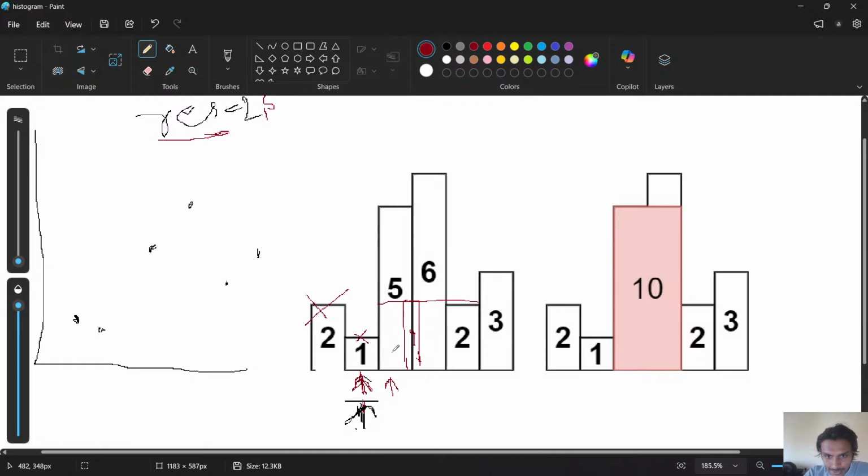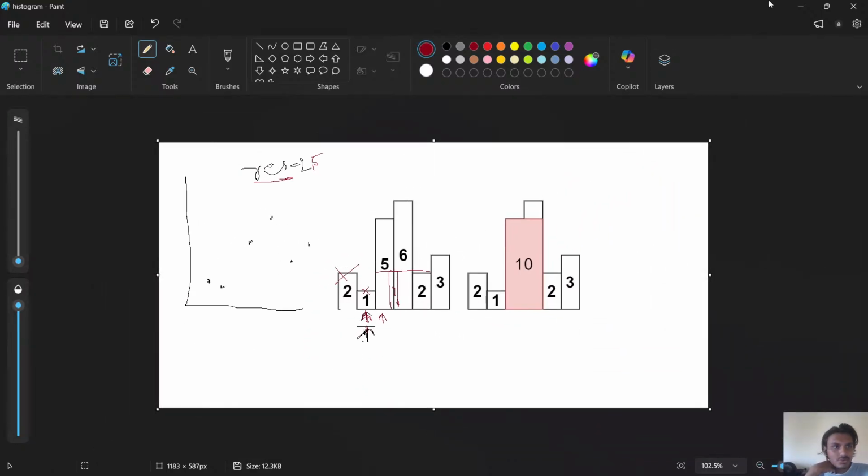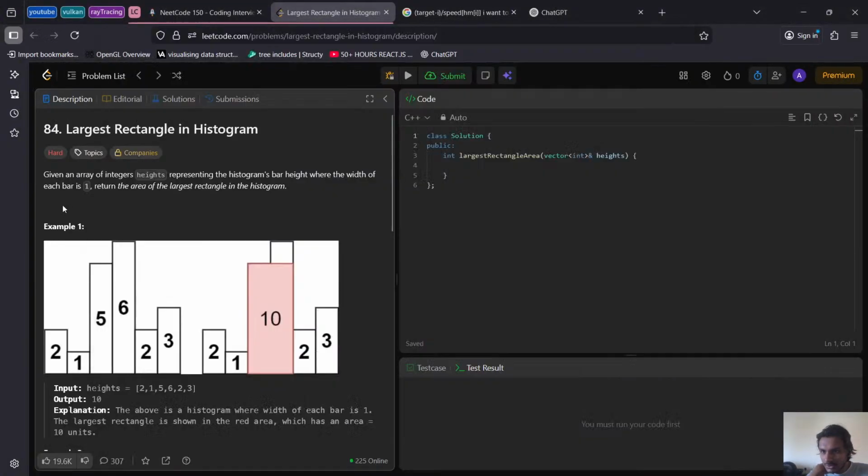So if we reach here, we add 5. If we have a smaller one, what we do is simply add the smaller one here, whatever we add to the 5. If we have a greater one, we pop this one. No. Let's go to the solution again. Let's go to the hint.